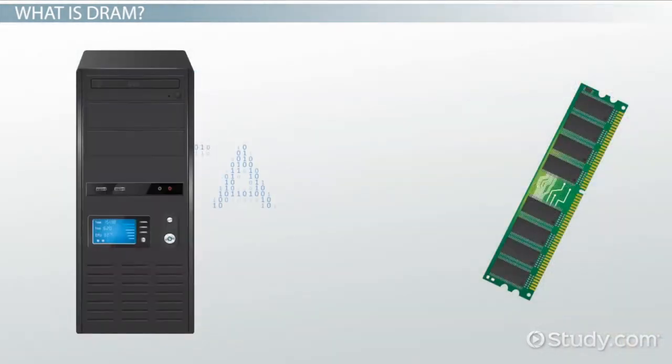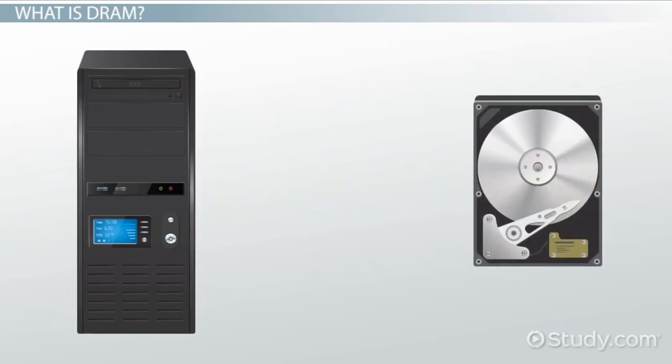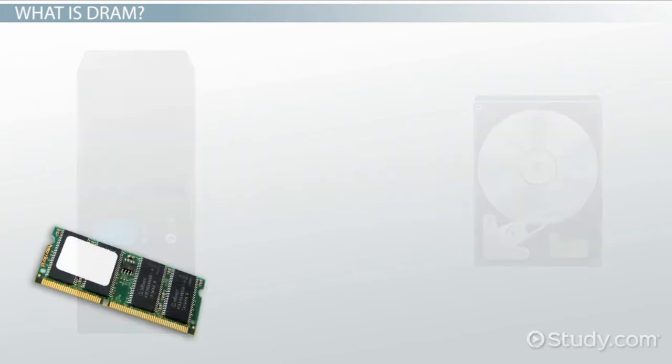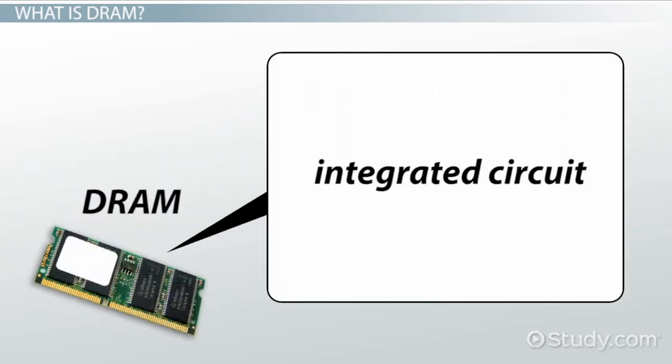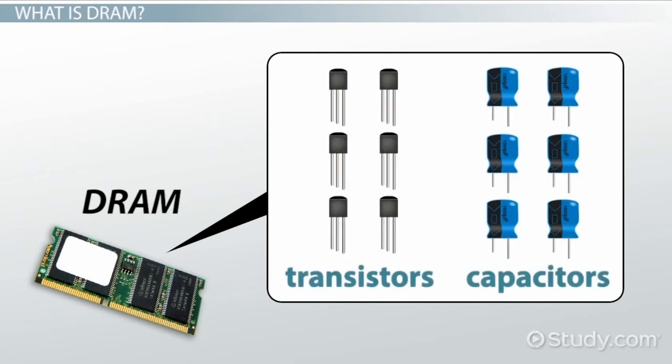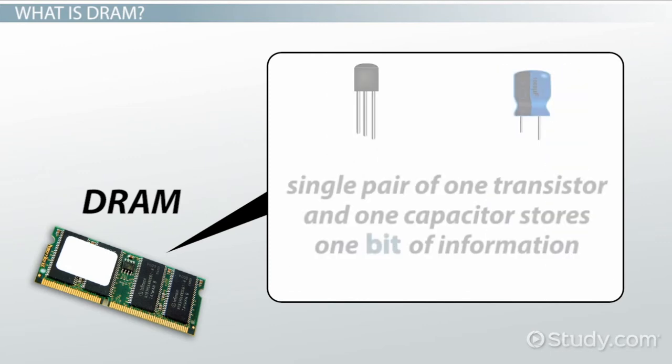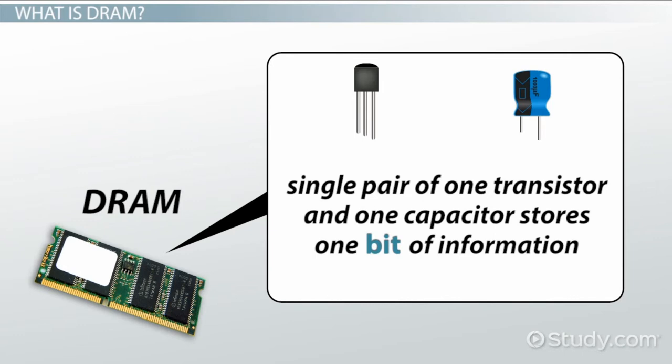This makes it a really fast type of storage and therefore ideal for use as the main memory for a computer system. In contrast, information stored on a hard disk drive needs to be read in a particular order, which makes it much slower. Information in DRAM is stored using an integrated circuit which contains transistors and capacitors. A single pair of 1 transistor and 1 capacitor stores 1 bit of information.